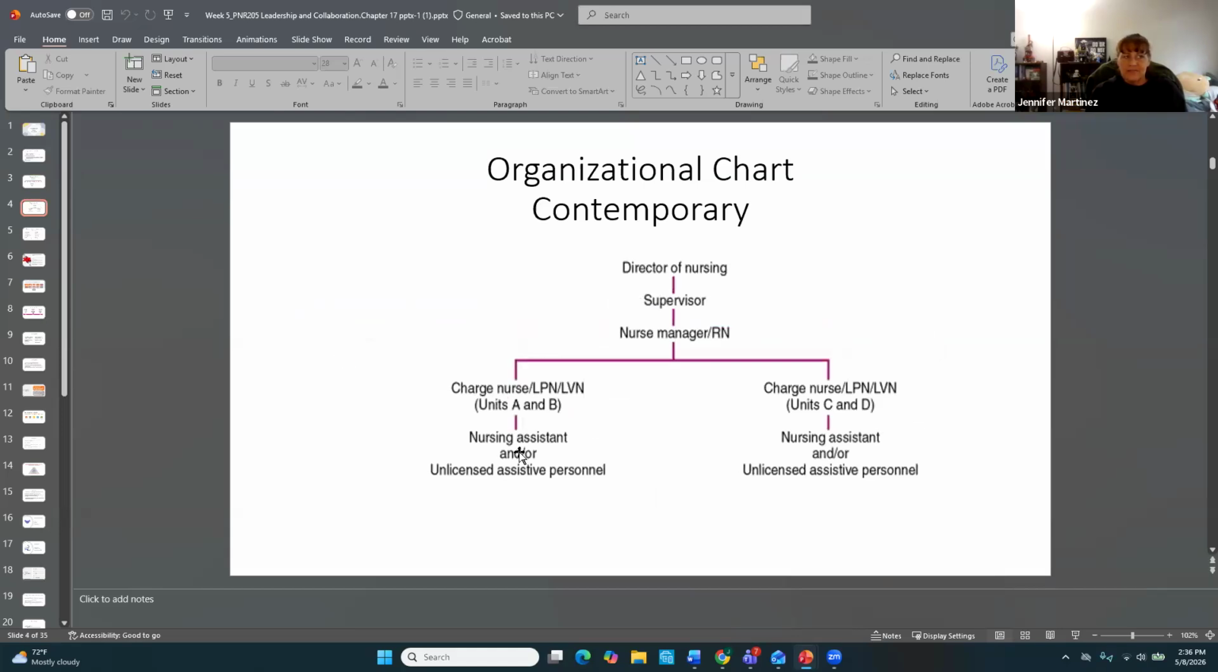This is, again, kind of what I was saying earlier, right? So different units, all right? You'll have your charge nurse, your UAPs, and your nursing assistants underneath, right? So again, some of them are going to be more specific, right? As people come and go, they may not want to keep the names up to date, right? But they'll definitely have an organizational chart so that you know exactly what your role is and where you fall into that company's scheme.